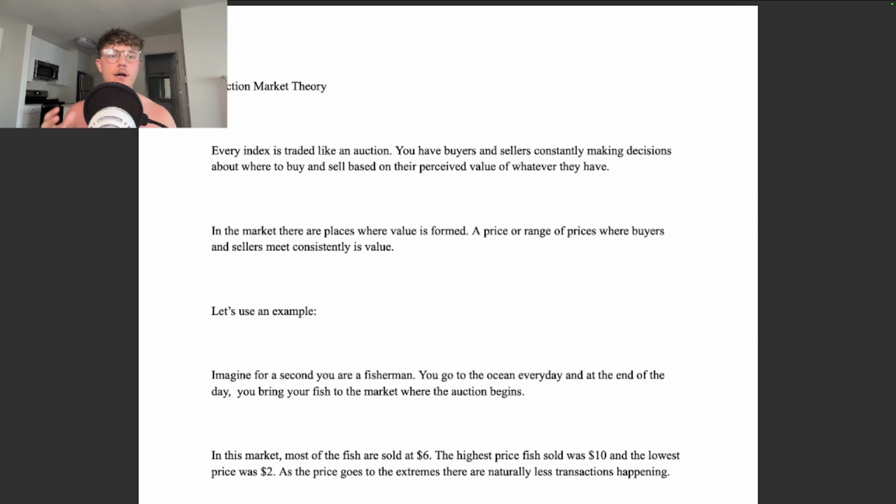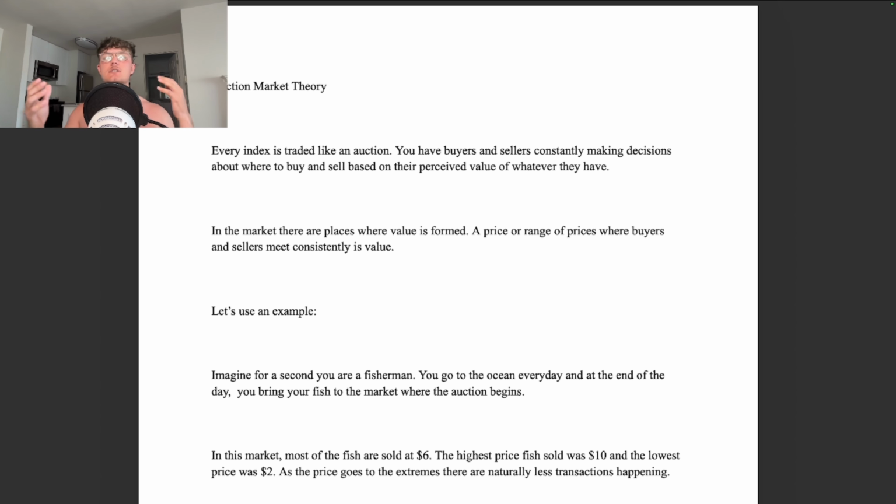I want to do a quick breakdown on auction market theory and how auction market theory applies in trading and in volume profile trading specifically. So, auction market theory is the theory that every index, every stock, all the things that you trade, the commodities, all of them trade like an auction, right?